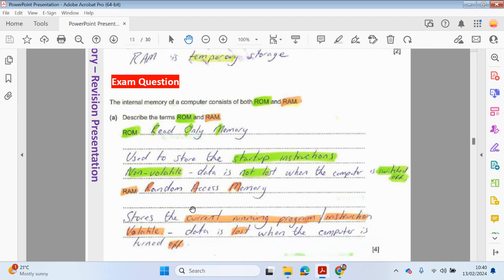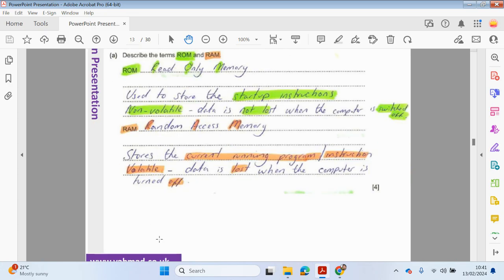The internal memory of a computer consists of both ROM and RAM, so it would be very typical to see a question like this where you have to compare the two different types of memories together. So as I said before, guys, it's really important you write out what these are. So read-only memory is used to store the startup instructions, non-volatile, so data is not lost when a computer is switched off. And then random access memory stores current programs, instructions, volatile, so data is lost when a computer is turned off.